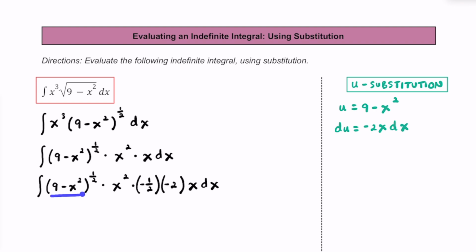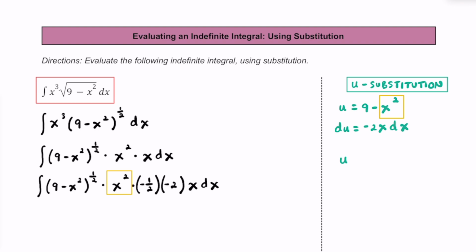This part is going to be turning into u, and this negative 2x dx is going to be turning into du using our u-substitution. This negative 1/2 is not an issue because we can bring that in front of our integral as a constant. We just have this x squared that we have to deal with. All right, so where else do we see this x squared? That's right, we can also see it over here.